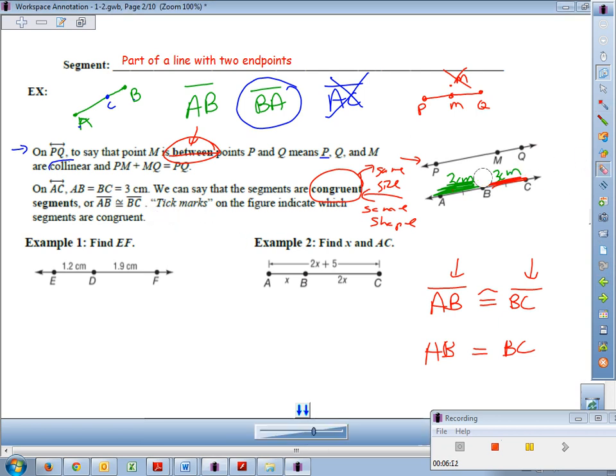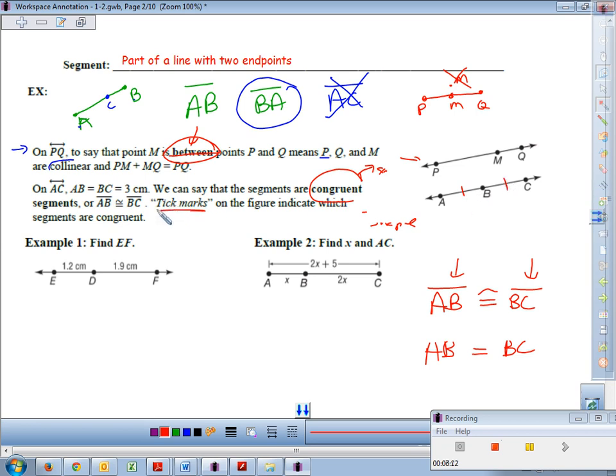How do you know that they're the same in the picture, though? We don't want to put the 3 in the 3 every time. You see these little tick marks on there. Tick marks mean that segments are congruent to each other. Marking our pictures is going to be very important. So tick marks on the figure indicate which segments are congruent. That right there tells me that segment AB is congruent to segment BC. Cool? And if they're congruent, that means that their lengths are the same. Rock and roll? So, they want us to do this on this first one.